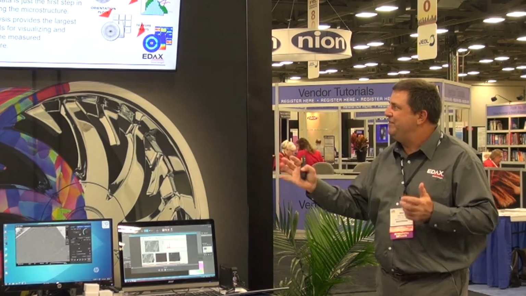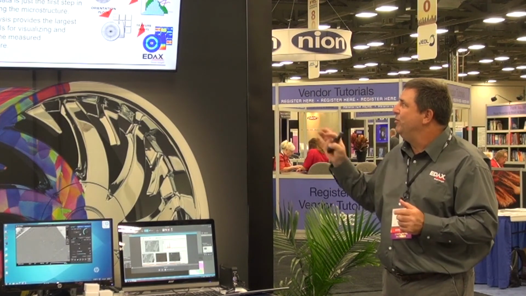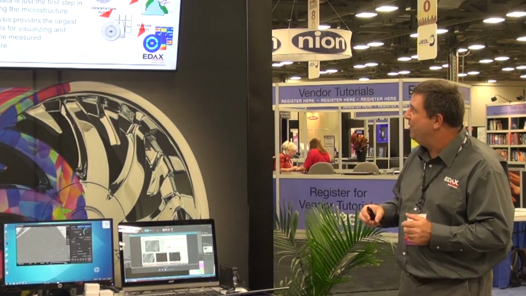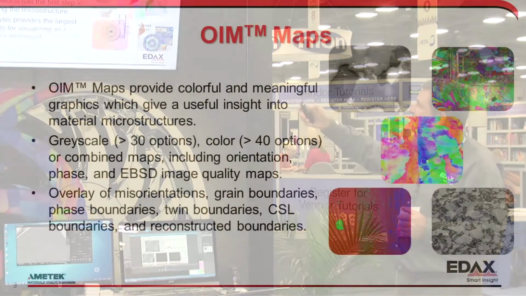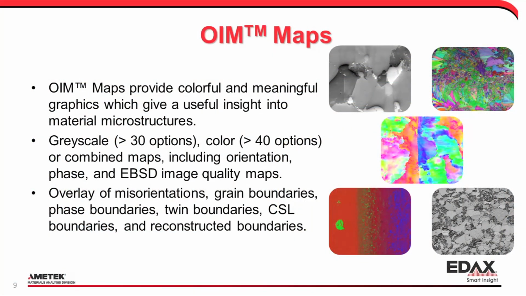And so OIM Analysis is the toolbox that provides the different types of analysis to look at different aspects of the microstructure, which I'll try to explain. And so you'll see these different types. The most popular, most common thing you see are these orientation or OIM maps.